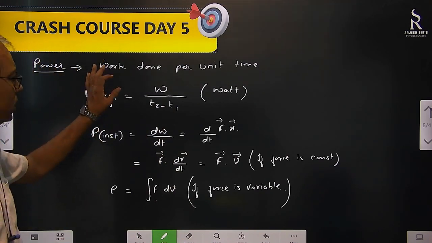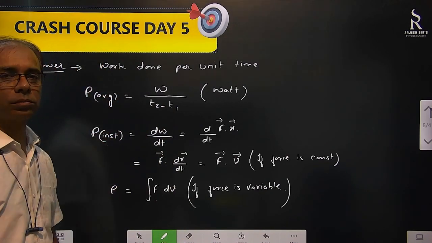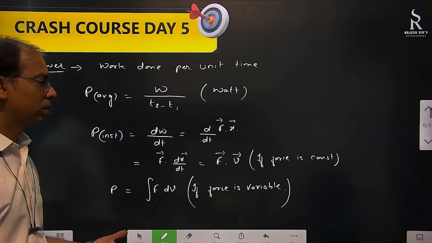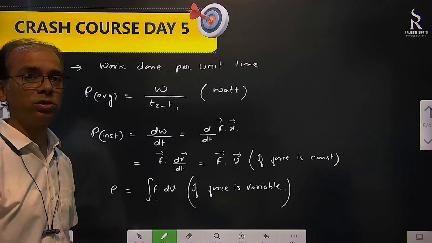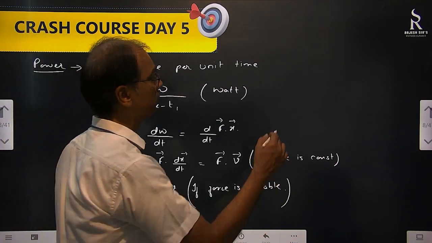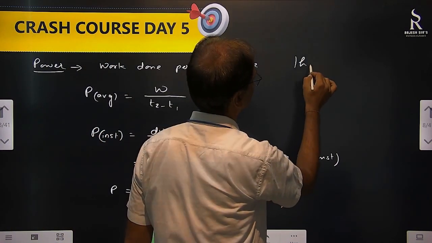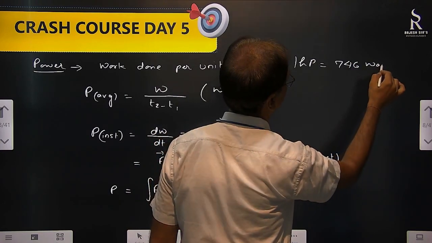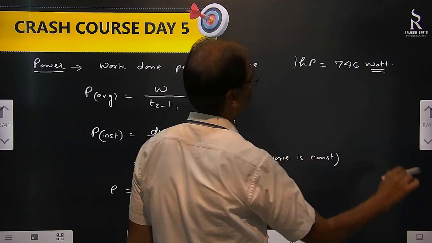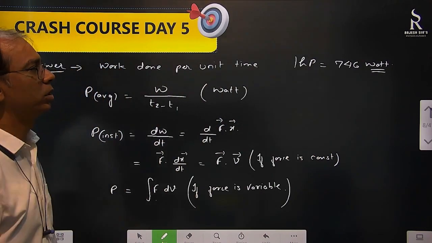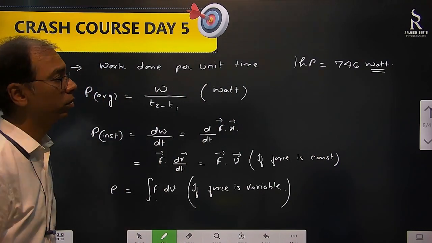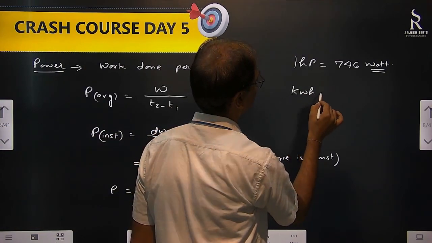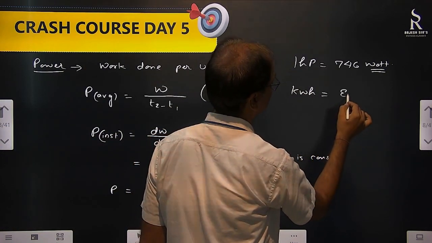So these are the basic things about power. Its unit is watt or kilowatt. Horsepower is also there. 1 horsepower equals 746 watts. I have to remember that. And then there is one more unit, 1 kilowatt hour. Kilowatt hour is not the unit of power. It is the unit of energy.